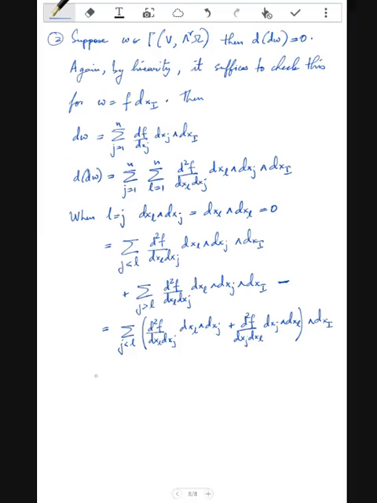But now notice that this term in the middle is equal to d square f by dx_l dx_j, dx_l wedge dx_j, minus d square f by dx_j dx_l, dx_l wedge dx_j. Since we have switched both these, we get a minus sign, and since these two are equal, this gets cancelled and we get 0.